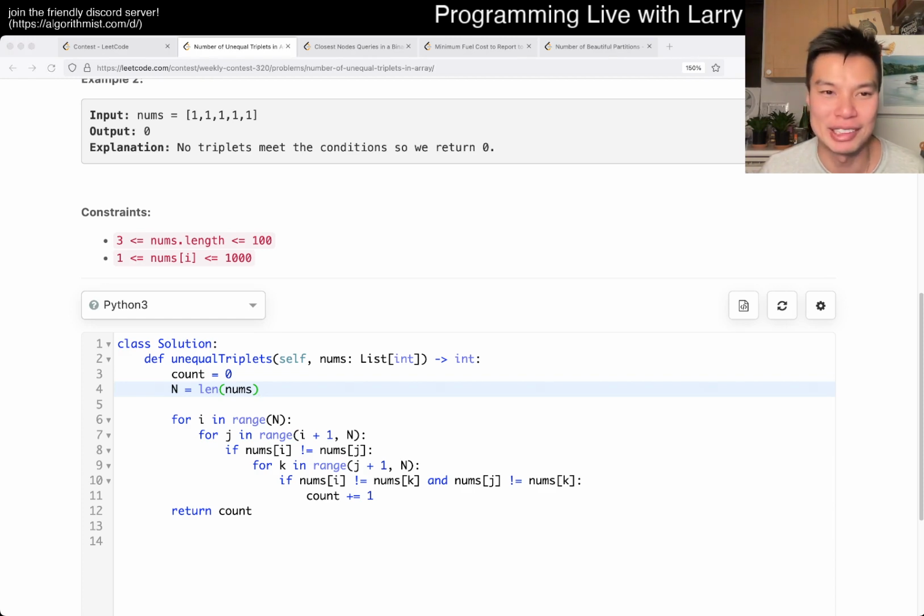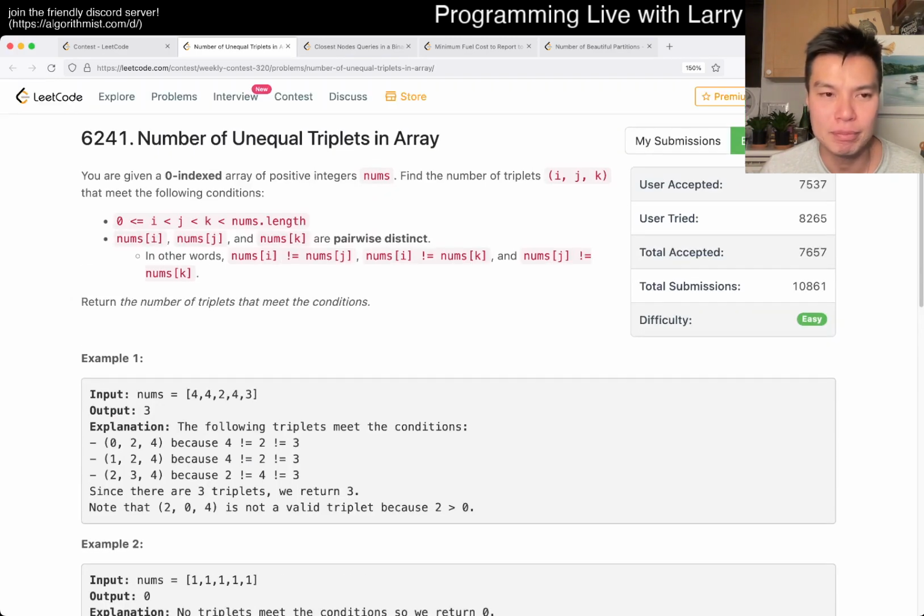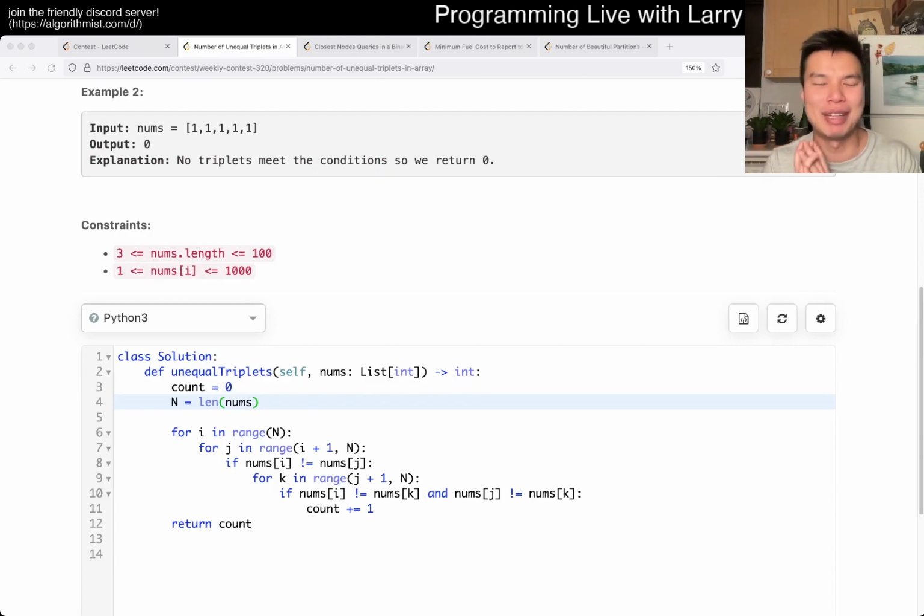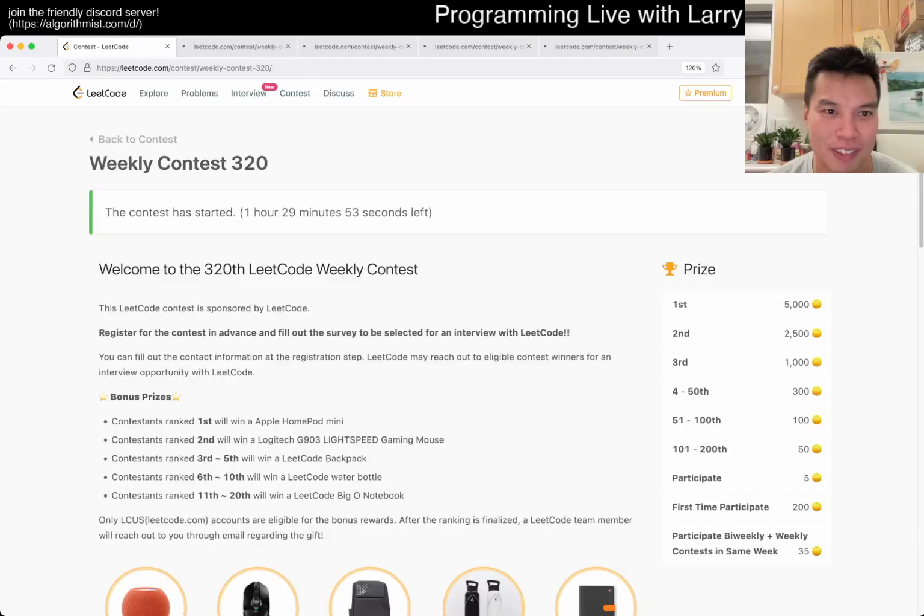I don't have any special things for you. You can probably play around with some set type thing. You could definitely reduce this to n squared or something like that, but I'm not going to do that. So I'll maybe leave it as an exercise at home. That's all I have. So you can watch me solve it live in the contest now.